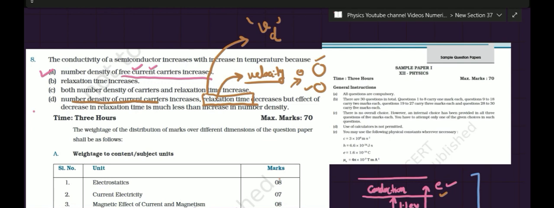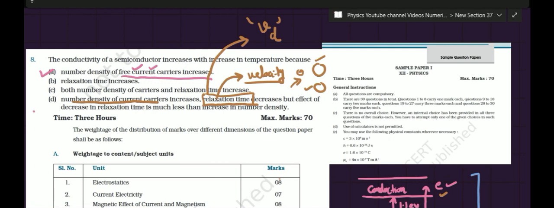If I were to give this question, I would have given it in terms of the number density of charge carriers and the mobility of the charge carriers. The mobility goes down, but it loses the battle. Mobility tries to bring down the conductivity of the semiconductor, but the number density keeps on increasing with increase in temperature, and it wins. So the overall impact is that the conductivity finally goes up because of the increase in temperature.